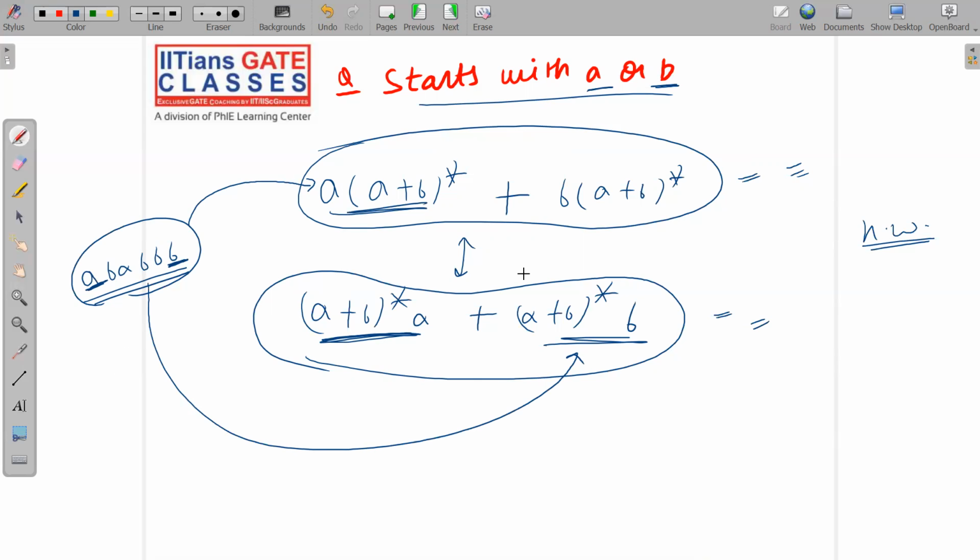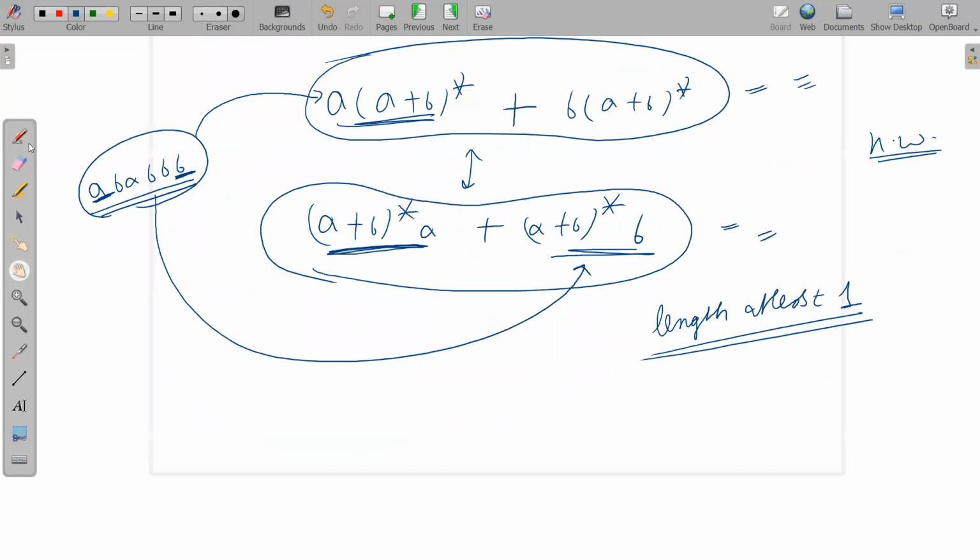You just name the string, and I will say that it will be represented by this regular expression, and this also. Please try to think about it. In other words, I can say that starts with A or B is equivalent to saying ends with A or B, and this is also equivalent to saying length at least one. Again, very important point: length at least one. One and the same thing.